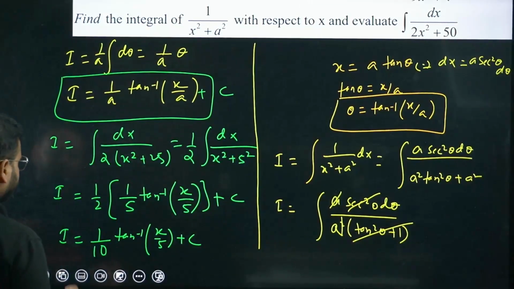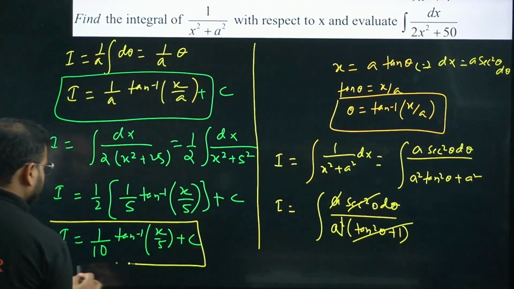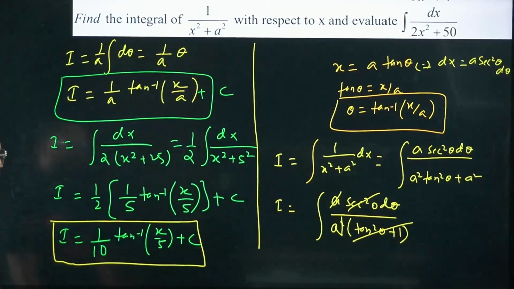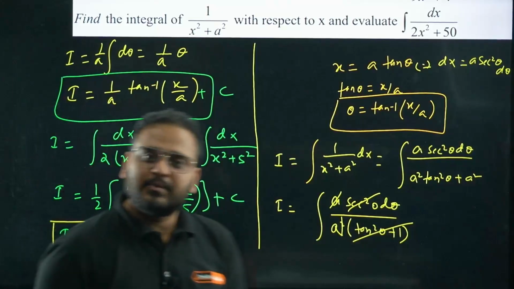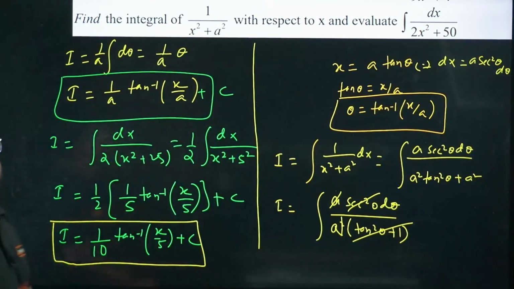This is your answer. Have a look. This is your final answer. Please have a look. Check. 1 by 10 tan inverse of x by 5 plus c. Simple enough. Very simple. Okay, let's move on to the next question.